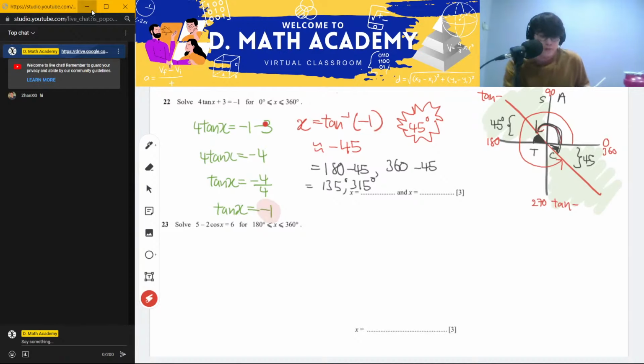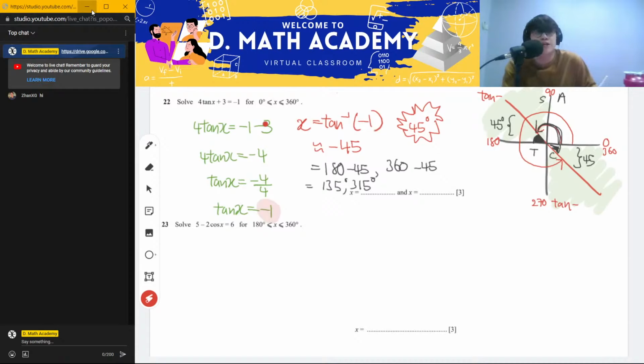Is that okay? How to find perpendicular lines and their gradient? That is a different topic. I don't have an example here to cover that. Maybe I will do it on a different stream. For today, I'm covering all the updated syllabus.